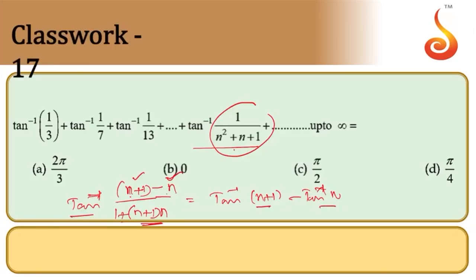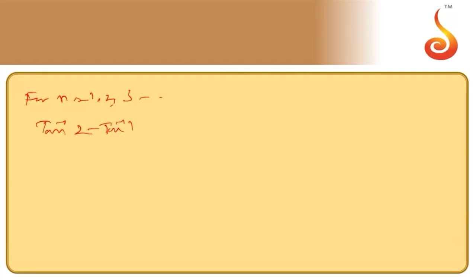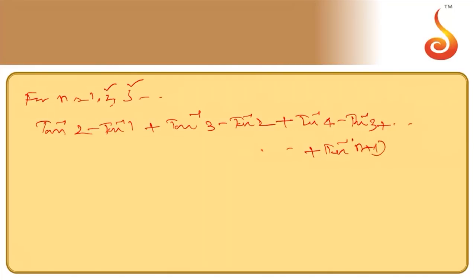And now when you substitute the n value, for n equal to 1, 2, 3 and so on, you will get tan inverse 2 minus tan inverse 1. The next one, when you substitute n equal to 2, tan inverse 3 minus tan inverse 2. When you substitute, tan inverse 4 minus tan inverse of 3. And so on, you'll be getting it.